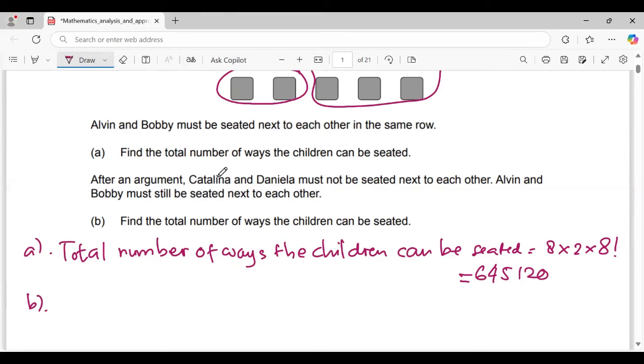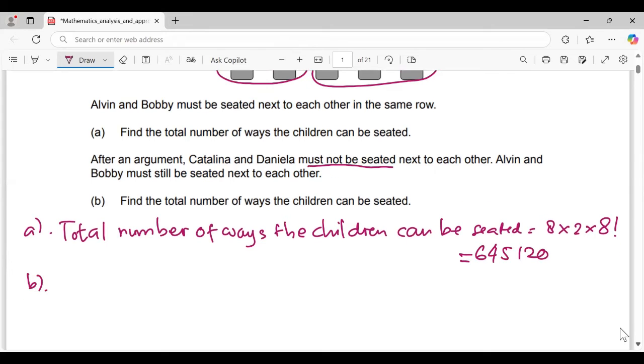After an argument, Catalina and Daniela must not be seated next to each other. Alvin and Bobby must still be seated next to each other. Find the total number of ways the children can be seated. All right.